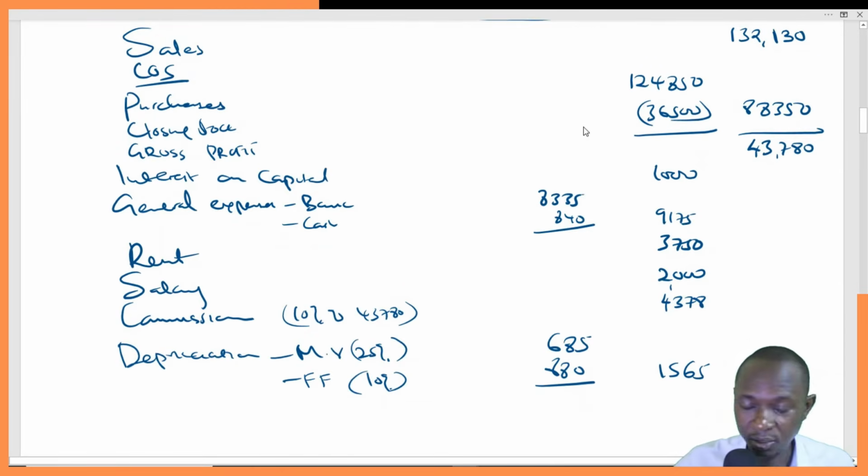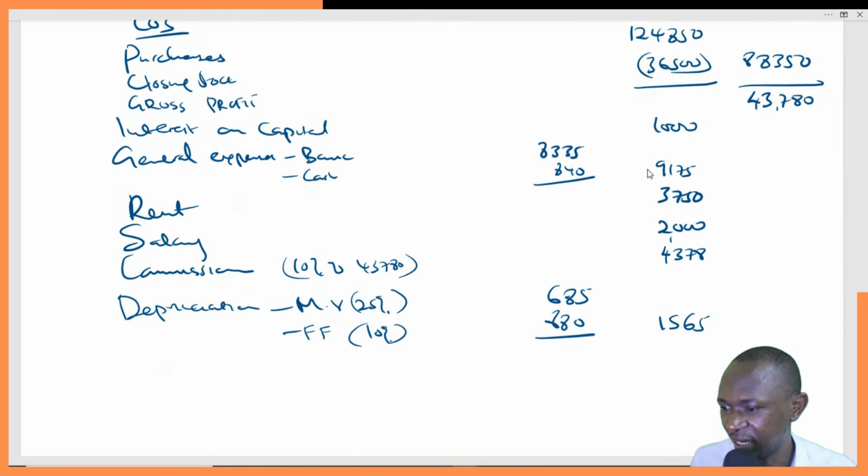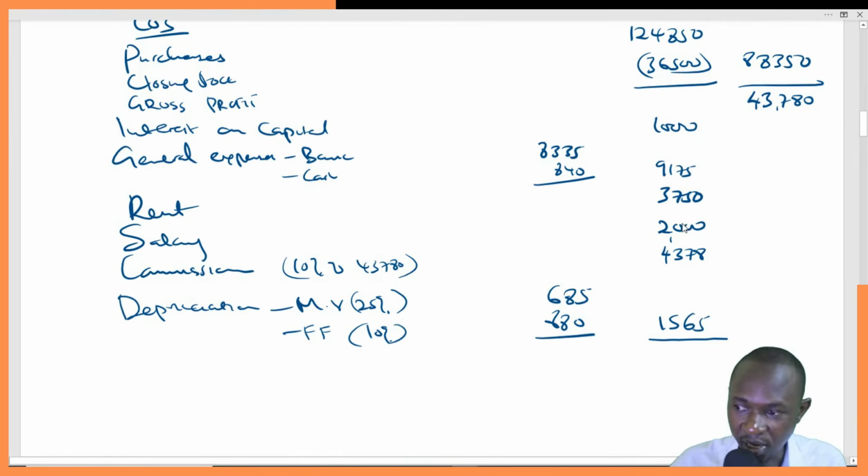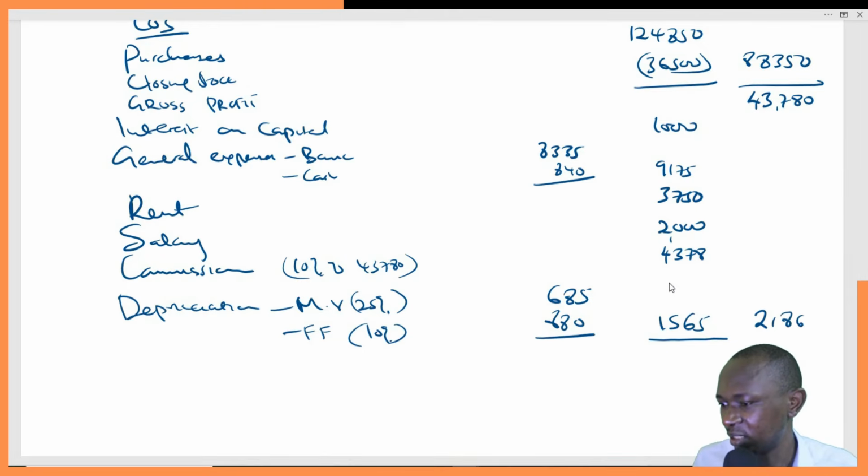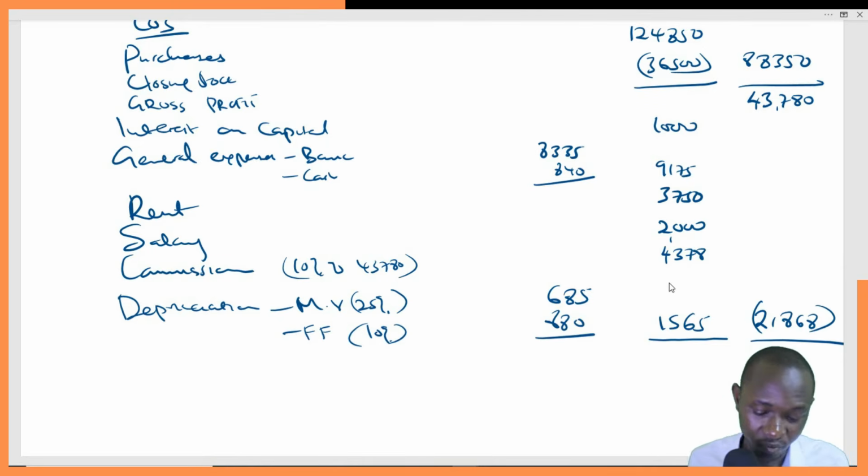I doubt if there's anything else we are leaving out. Is there anything else we're leaving out? If there's nothing, then let's get the total. So this is 1000 plus 9175 plus 750 plus 2000 plus 4378 plus 1565. That gives us 21,868. And since these are the expenses, we less from there.